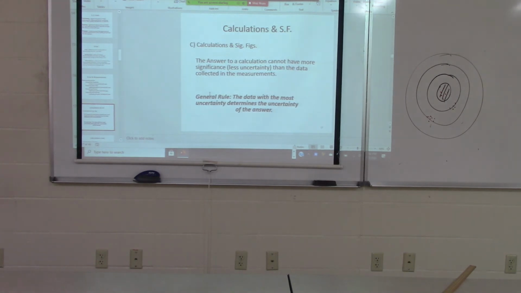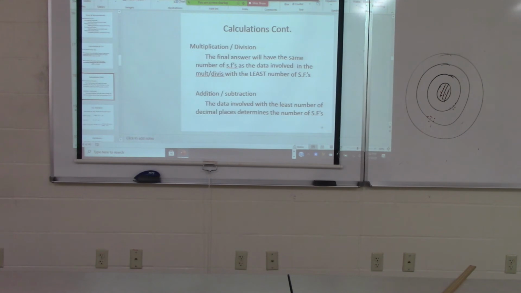So the calculations, we just did this. The first one is multiply or divide. What does the rule say? The final answer will have the same number of sig figs as the data involved in the multiplication with the least number of sig figs. The second one, when you add or subtract, the data with the least number of decimal places determines the sig figs.